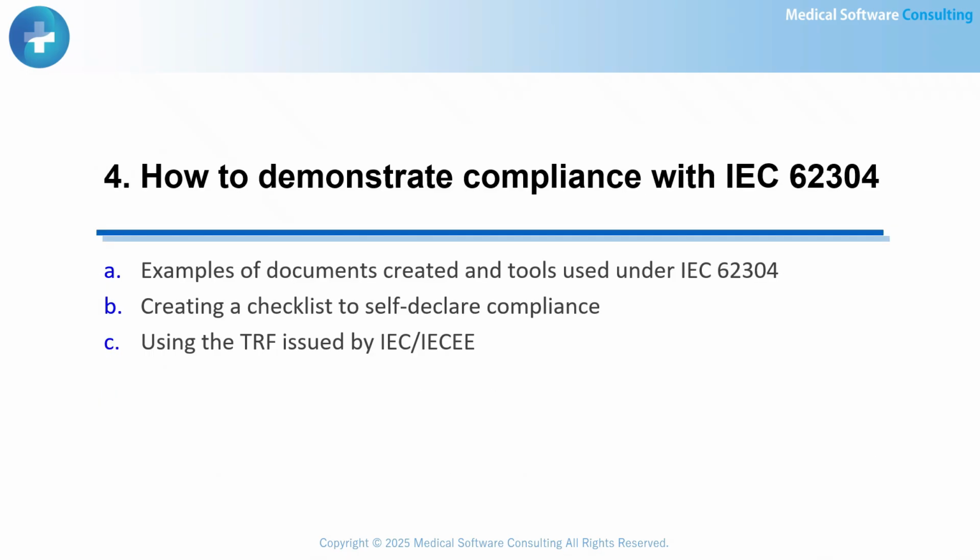There are 3 practical ways to demonstrate compliance with IEC 62304. First, by using the documents and tools created under the standard as evidence. Second, by preparing a checklist to self-declare compliance. And third, by using the Official Test Report Form, or TRF, issued by IEC or IECEE. These approaches make it clear and structured to show that your software development process meets the requirements of IEC 62304.